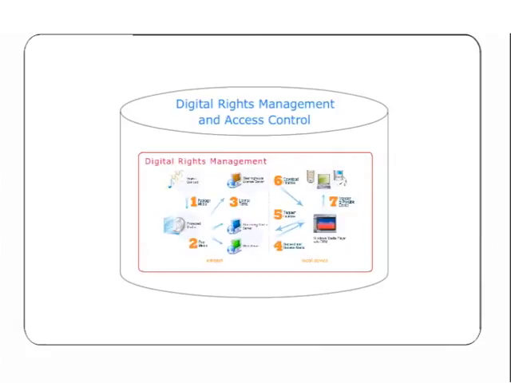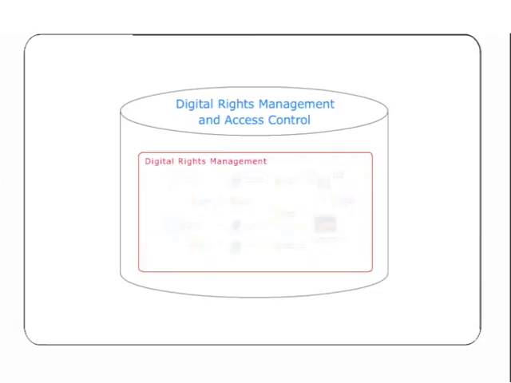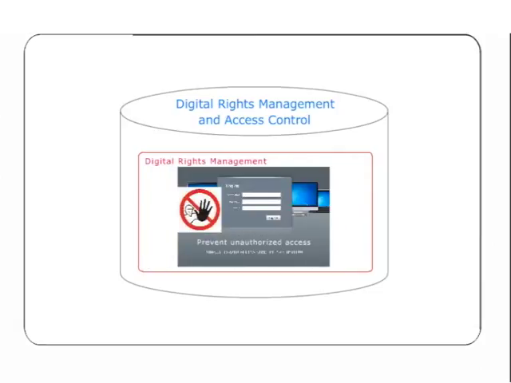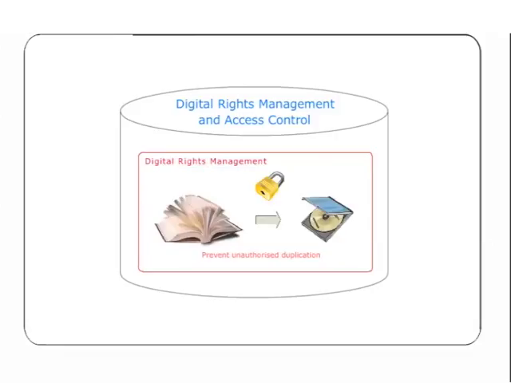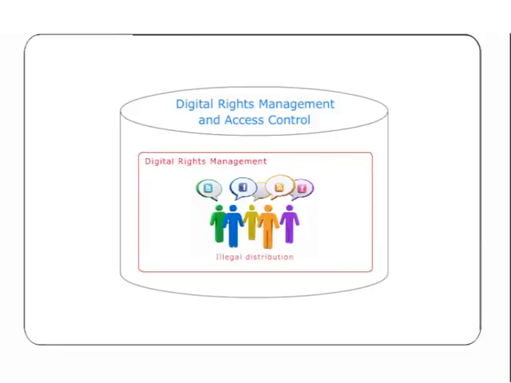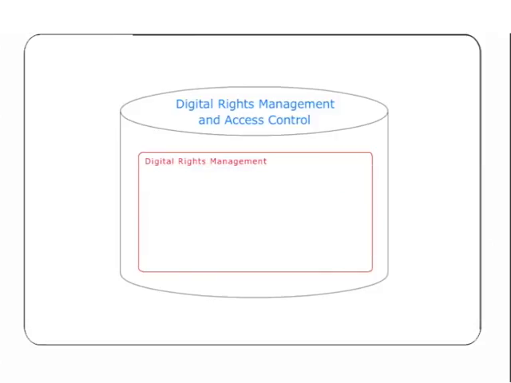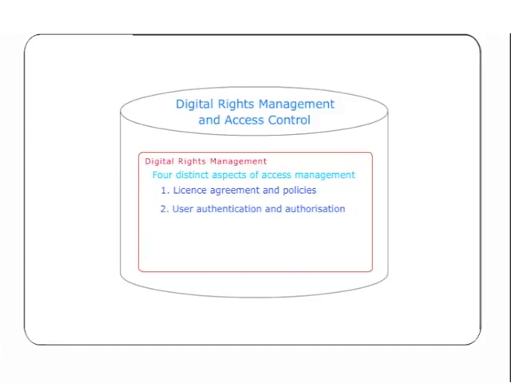Digital rights management and access control in digital library. Digital rights management is a system designed to prevent unauthorized access, duplication, and illegal distribution of copyrighted digital media. Four distinct aspects of access management are license agreements and policies, user authentication and authorization, accuracy and integrity of digital content, and accessibility including permissions to operate on digital object or its metadata.